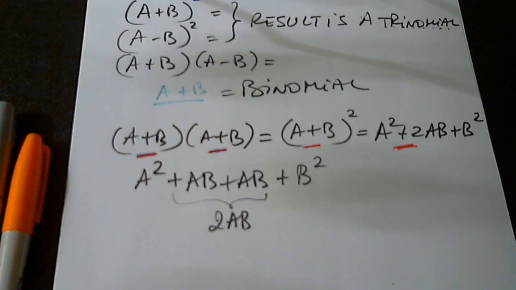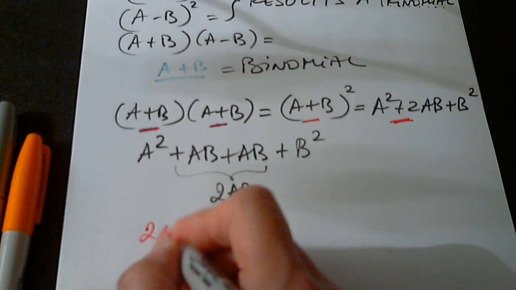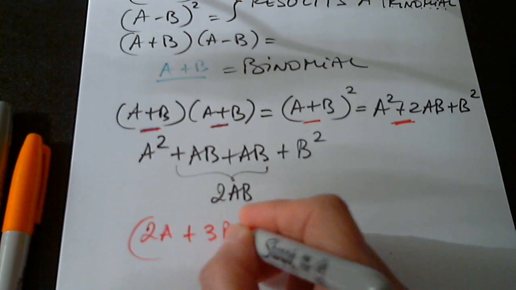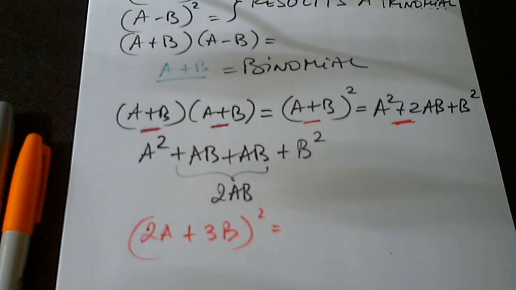That's the only difference. So here's an example now. Let's say 2A plus 3B, everything squared. You can say FOIL it. No, not anymore. This is beginning algebra, and we are in calculus. So we have to be able to complete this quickly.